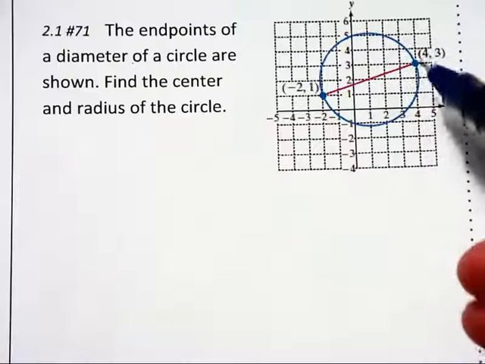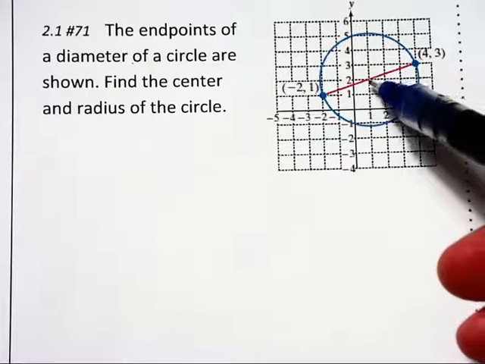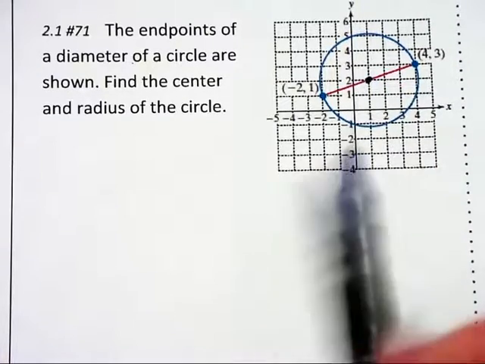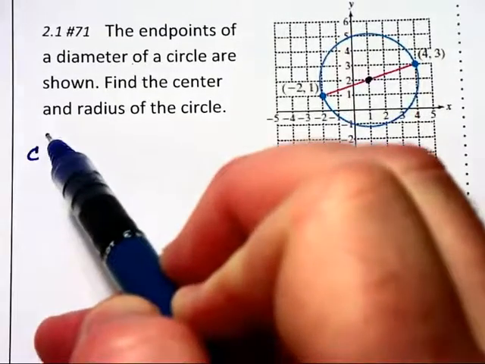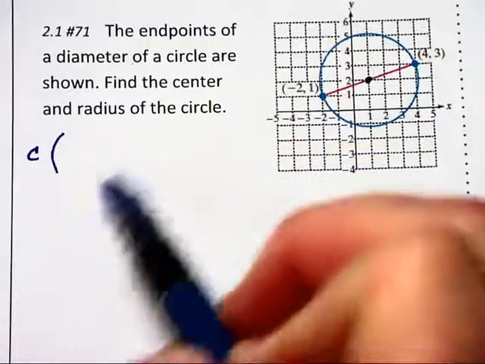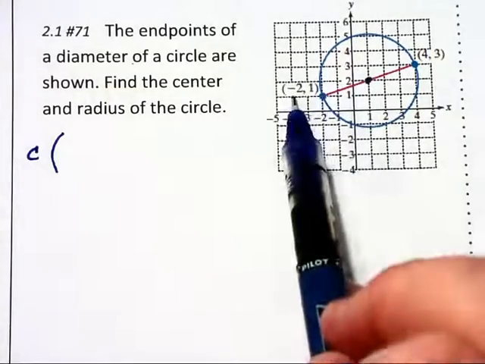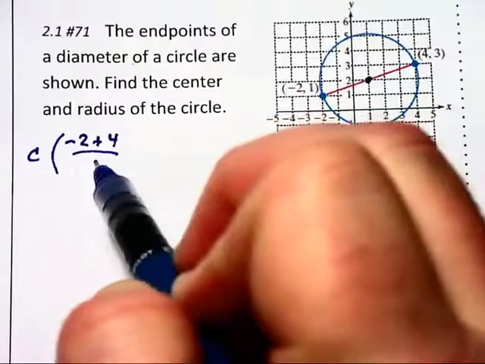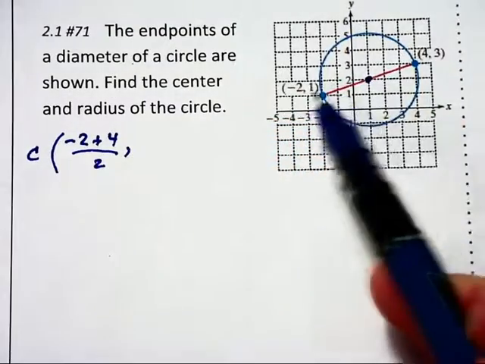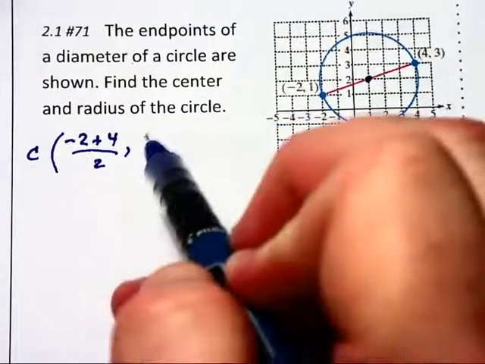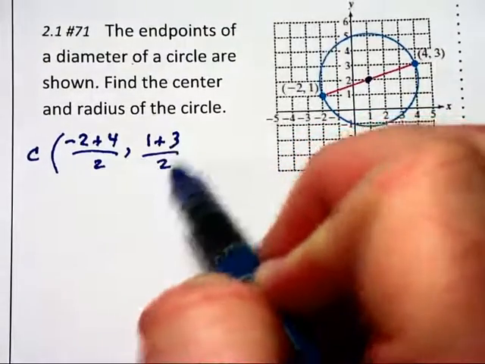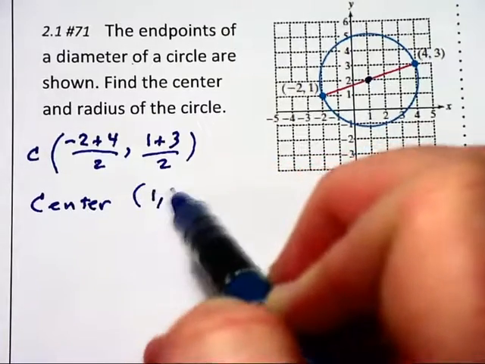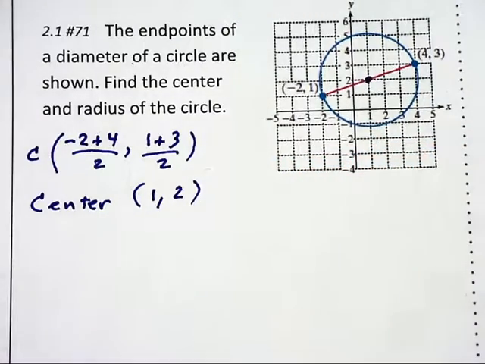The midpoint of a diameter is the center of a circle. Now we can eyeball this on our picture, or we can use the midpoint formula here and say the center will be halfway between the x values of -2 and 4. So -2 plus 4, add them up and divide by 2. Then for the y values, we have 1 and 3. Add them up and divide by 2. And find that the center is located at (1, 2). Okay, so there's our center.